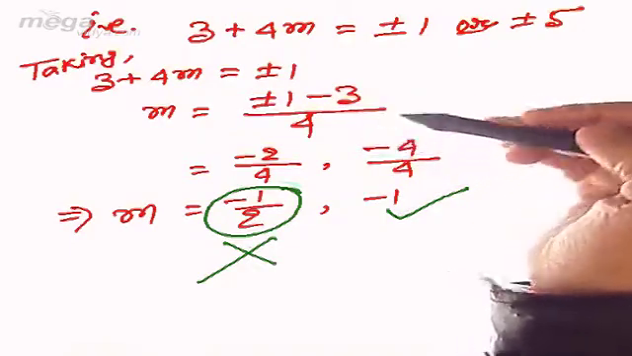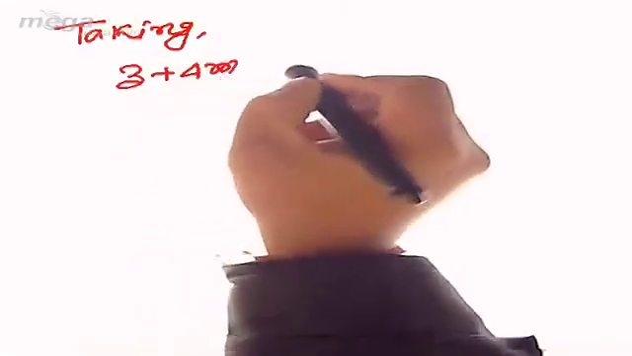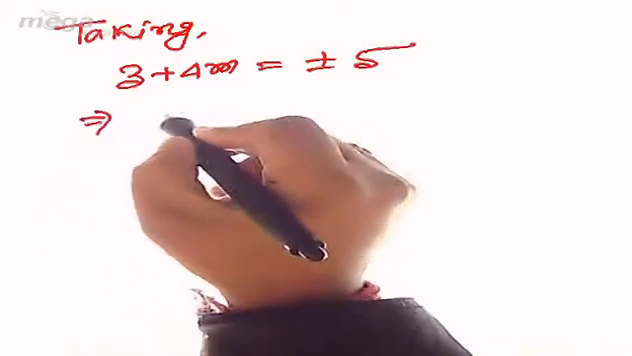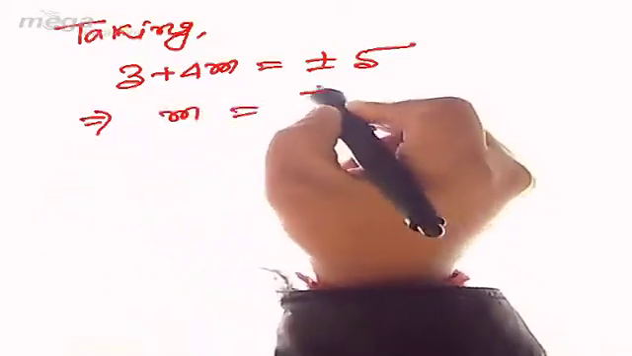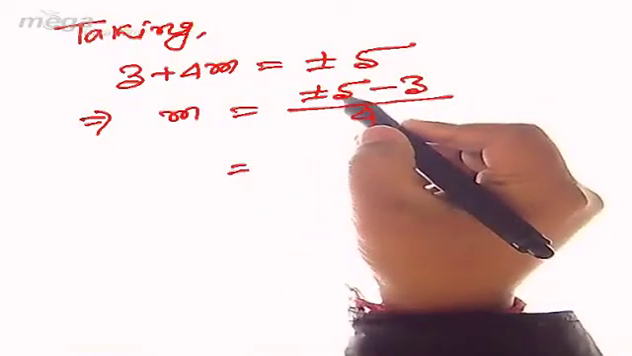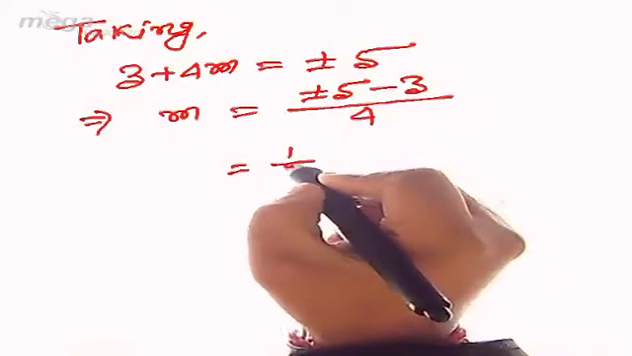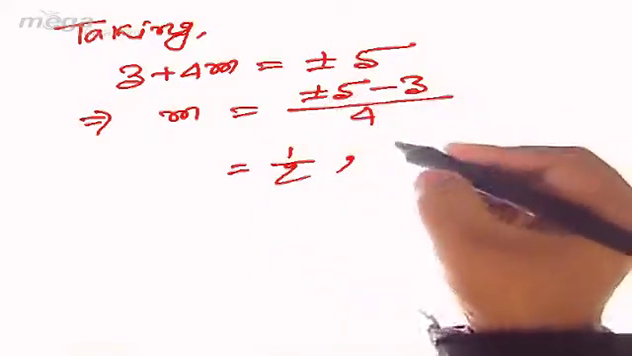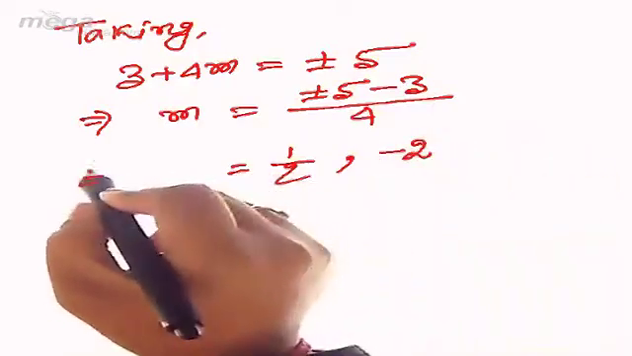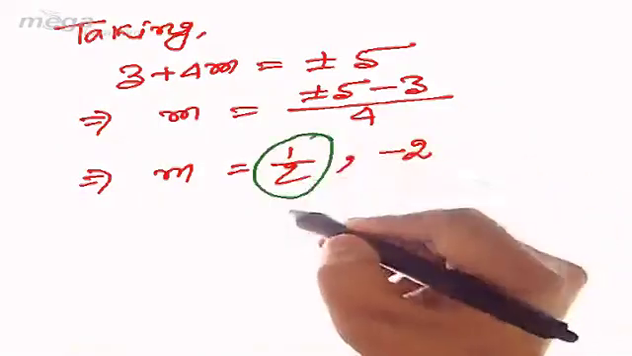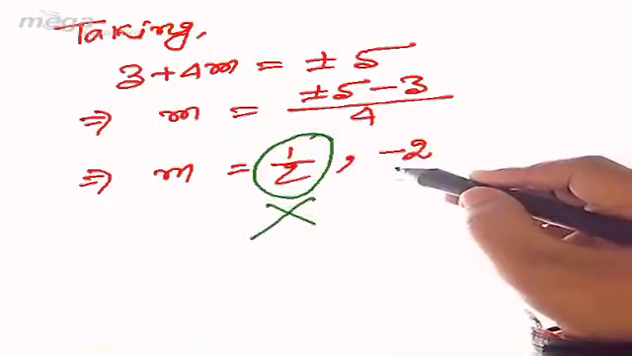So we will take m is equal to minus 1 when we take 3 plus 4m is equal to minus 1. Now we will consider 3 plus 4m is equal to plus minus 5. So from here m is equal to (plus minus 5 minus 3) upon 4. Here also you can see, when you take the positive sign, it will be 5 minus 3, that is 2 upon 4, which is 1 upon 2. And when you take the minus sign, it will be (minus 5 minus 3) upon 4, which is minus 2. So students, here also you can see this half is not an integer, so we just cross it out, and here we will get an integer.